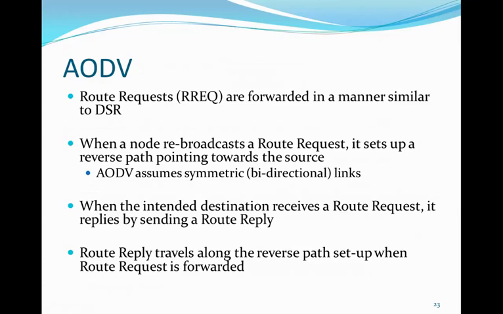One more important thing, as we discussed, is that in the AODV protocol, we assume that the links are bidirectional. So it means that you can communicate in both directions on the same link. When the intended destination receives the route request inside the network, it replies back to the sender or the source node. So the route reply will travel along the reverse path that was maintained on each node inside that network, and it will be delivered to the source node.